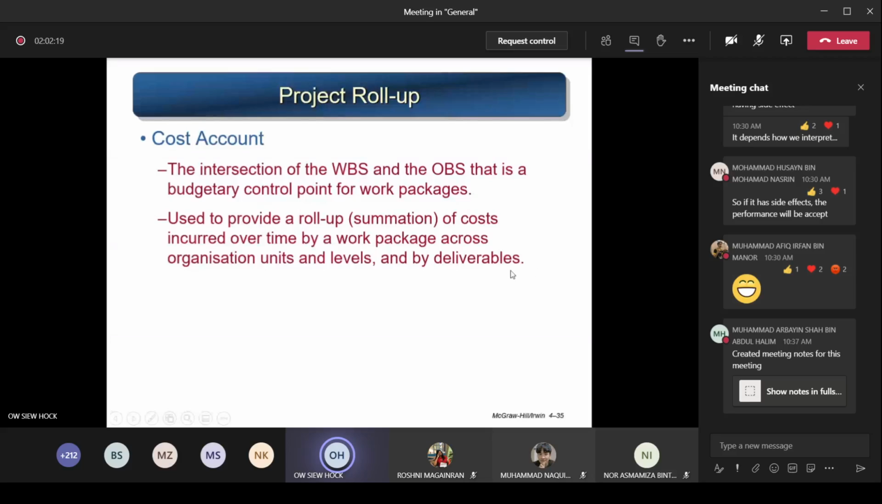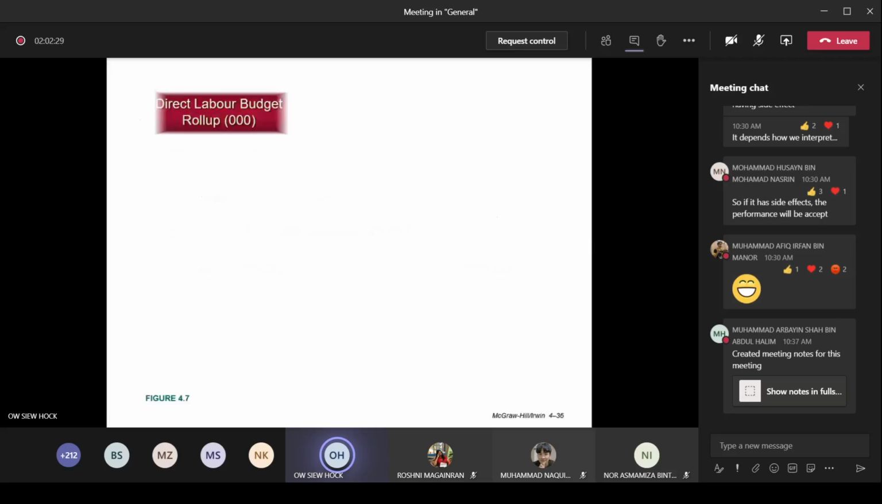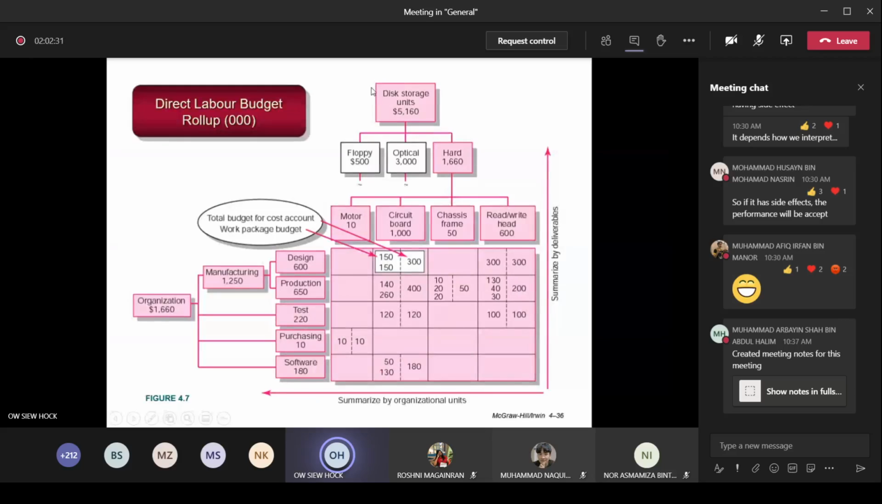So it is used to provide a roll up, that means summation. You sum up everything of the cost incurred over time by a work package across the organization units and levels and by deliverables. Okay, so we'll look at this example here. Just now we come back to this storage unit here. The total amount to build this storage unit is 5160. Okay, let's say just dollars, $5160. And then just to build the hard disk is 1660.